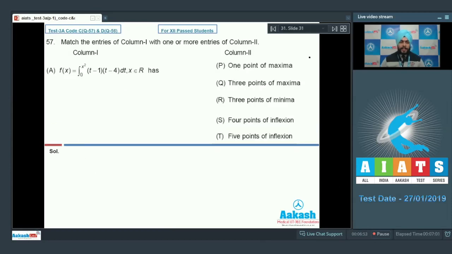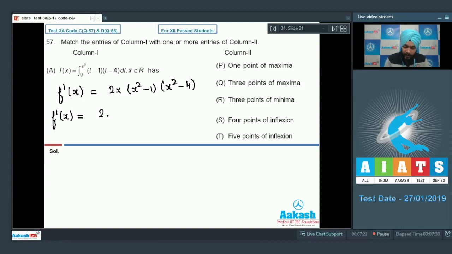Question number 57, it has the same statement, match the entries of column 1 with one or more entries of column 2. f(x) is a function which is given in the form of integration 0 to x squared (t minus 1) into (t minus 4) dt. Then we have to find out the points of maximum, minima or the points of inflection. f dash x straight away by applying Newton-Leibniz theorem, 2x into (x square minus 1) into (x square minus 4). So f dash x has 5 critical points. So f dash x is equal to 0 for 5 different points.